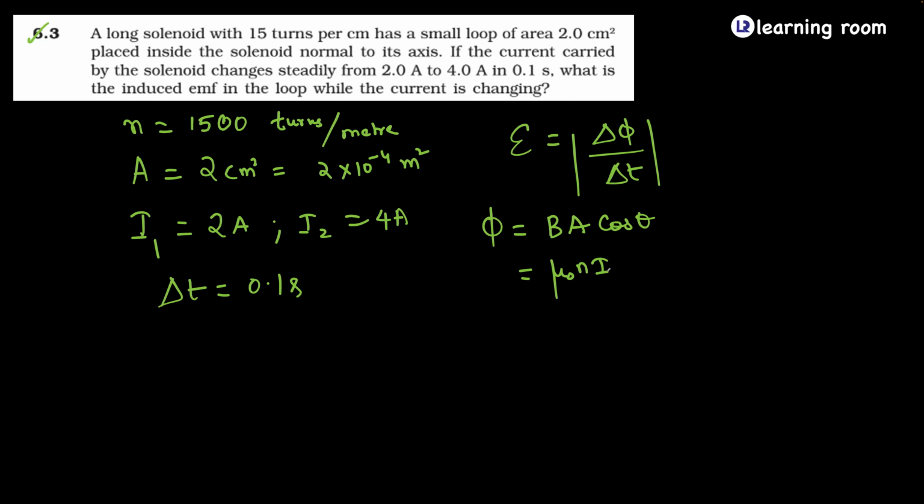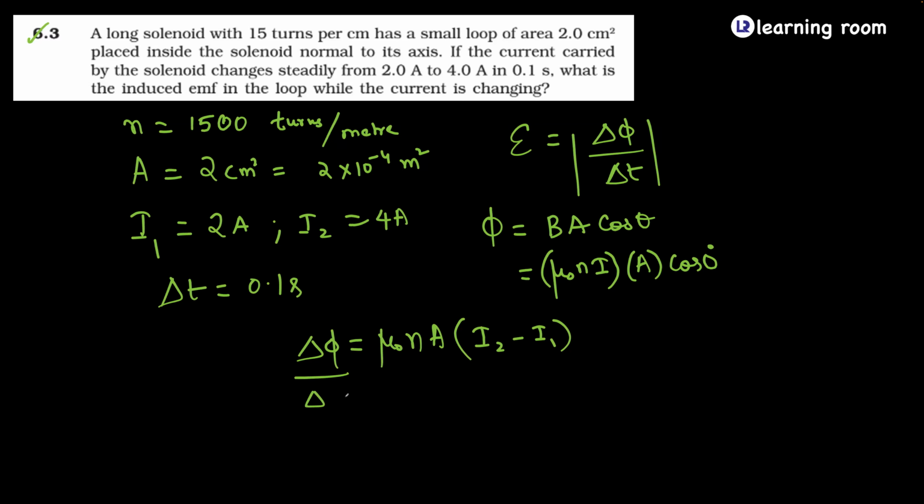So mu naught into N into I into area into cos of how much is the angle between the magnetic field and area? 0 degree. I told this already, right? So it is going to be mu naught N I into A. So what is the change in flux? So change in magnetic flux is equal to mu naught N into A, I will take it out because they are constant for both the scenarios. What is changing? I2 minus I1, right? Does this make sense? So mu naught into N into A into I2 minus I1 divided by delta T. This is what is EMF.